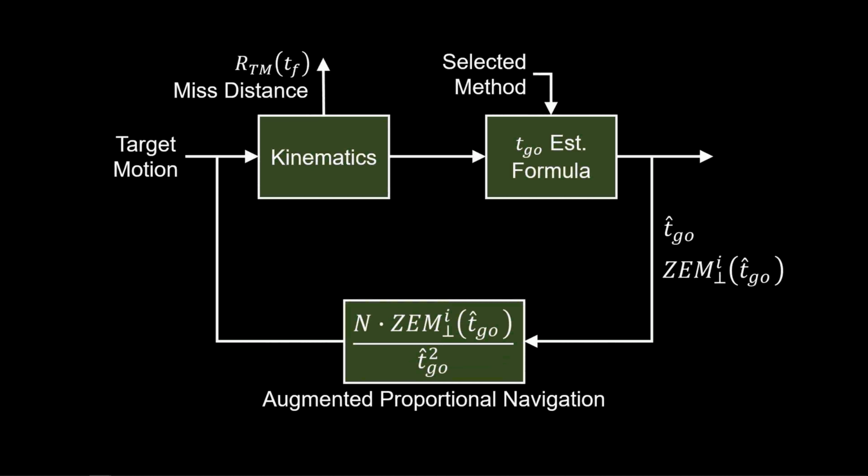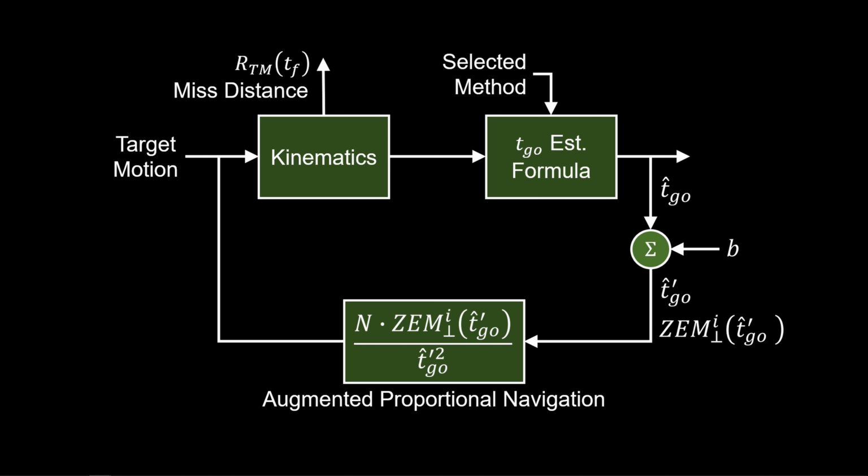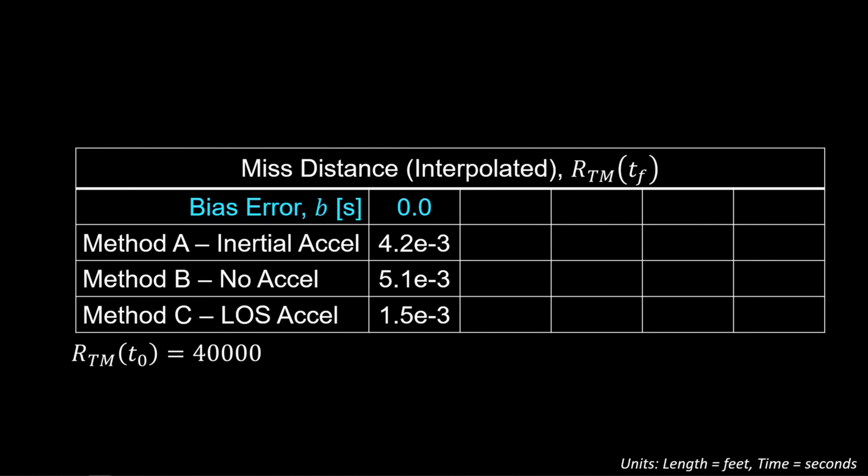So let's systematically corrupt the time to go estimation to observe its effect on miss distance. To do this, we take the previous architecture and we add a constant bias to the time to go estimate. This is then fed into the ZEM calculation and into the guidance law. So after the junction, the APN depends on the perturbed time to go. We'll examine the 40,000 foot downrange case first, showing no time to go estimation bias as a baseline.